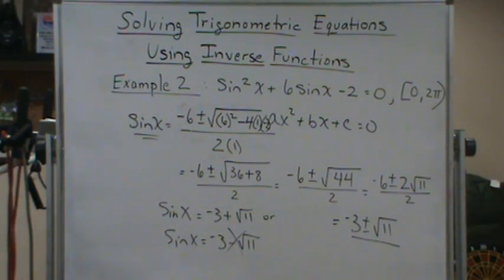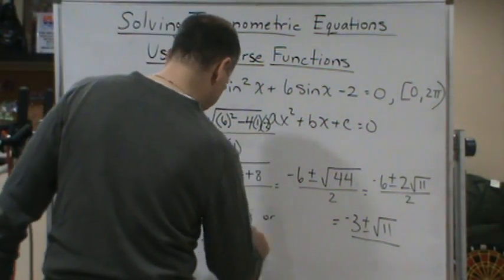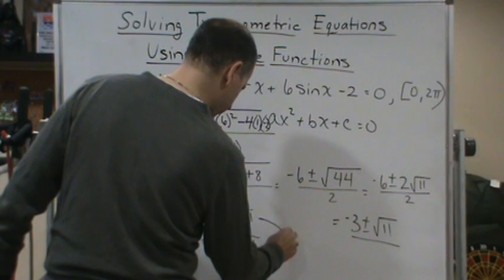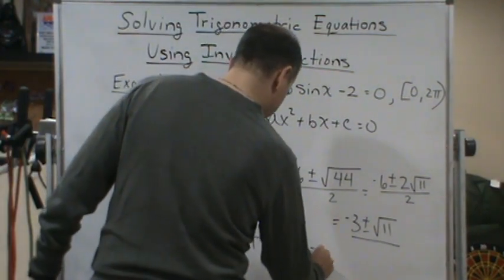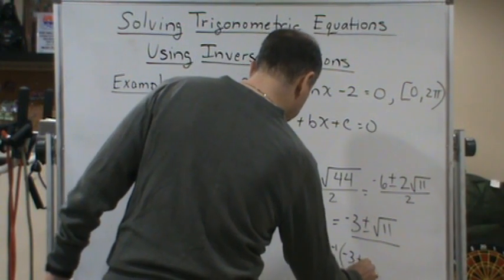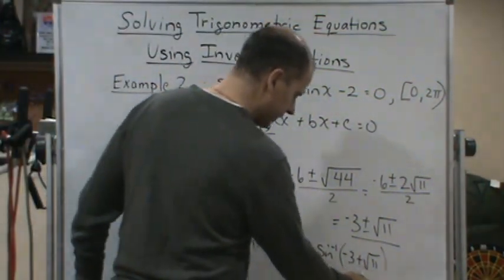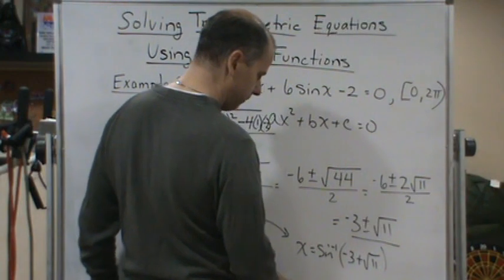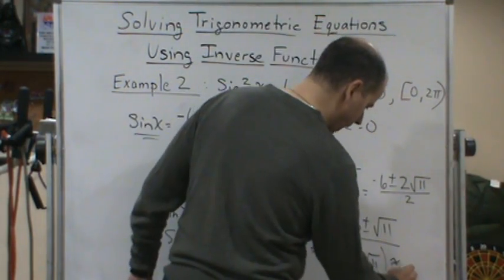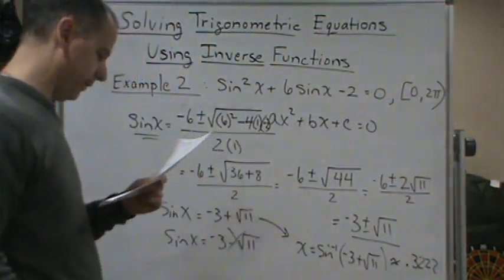Now, put it in your calculator and figure it out. So how do you do this? Well, it would be arc sine or inverse sine. So we know that then x would equal the inverse sine of negative 3 plus the square root of 11. Now you can put that in your calculator, take the inverse sine of it, and that's going to be approximately equal to 0.3222.